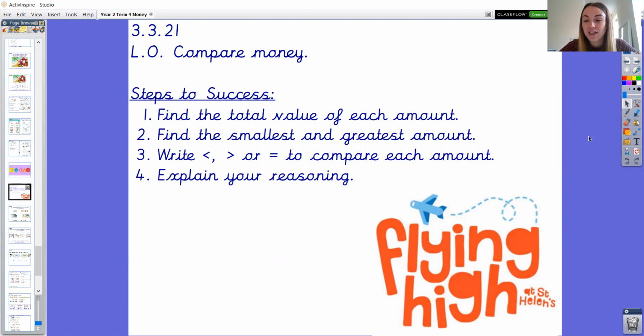Well done, Year 2. So thinking about our steps to success today, first of all, you need to find the total value of each amount of money shown. Then find the smallest and greatest amount. So compare the money, thinking about why that amount is greater in comparison to the other amount. Then write less than, more than, or equal to compare each amount, so using the inequality symbols. And lastly, explain your reasoning. So how do you know?